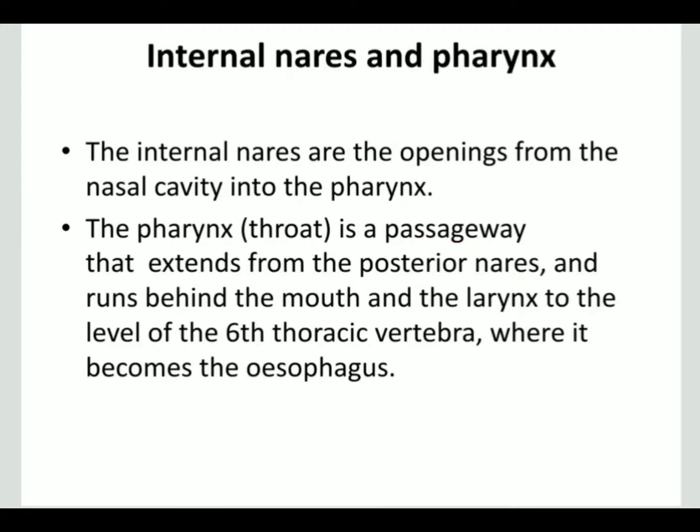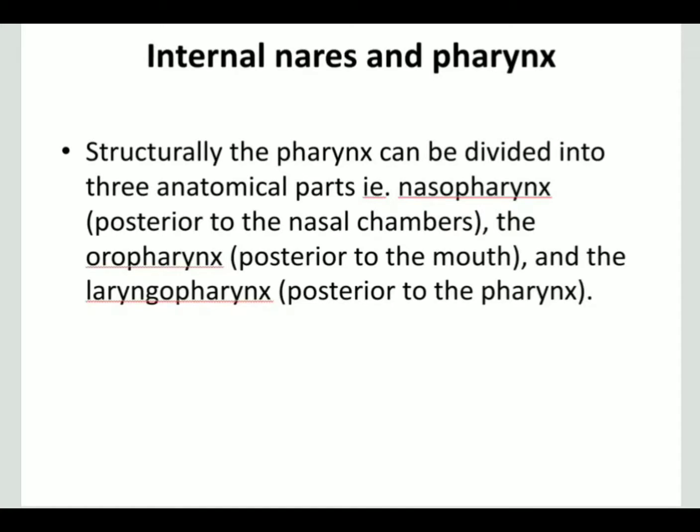So internal nares are the openings from the nasal cavity into the pharynx region. The pharynx is a passageway that extends from the posterior nares and runs behind the mouth and larynx to the level of the sixth thoracic vertebra, where it becomes the esophagus.